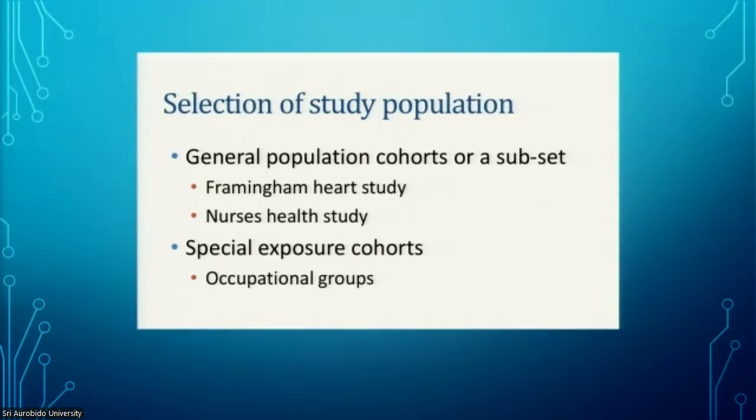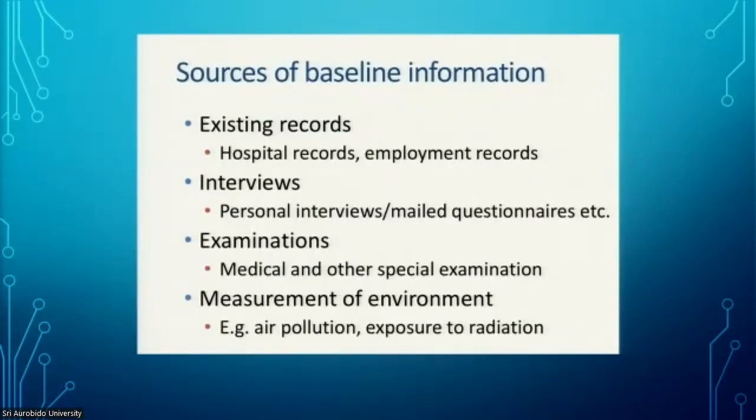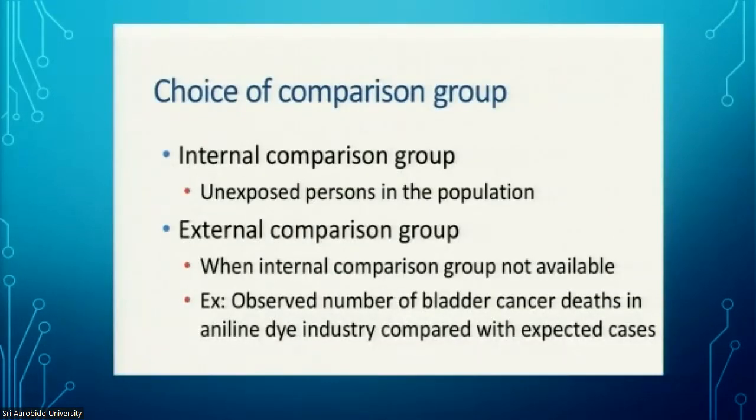Special exposure cohorts can be like some occupational group. You take some occupation and you are studying whether the person develops any disease or some kind of manifestation. So the sources of your baseline information can be the existing records. You can have some interviews, examinations, measurement of environment, for example, air pollution, exposure to radiation. If we are exposed daily to pollution over a period of time, you choose that cohort and see if they develop some disease or illness or not.